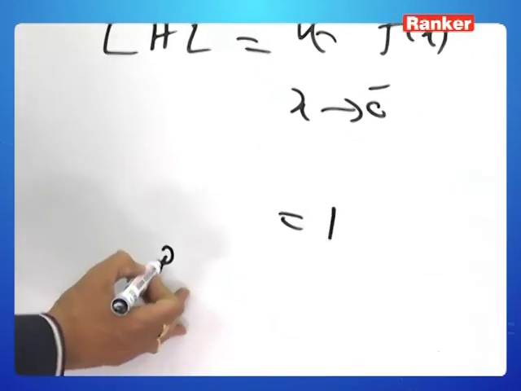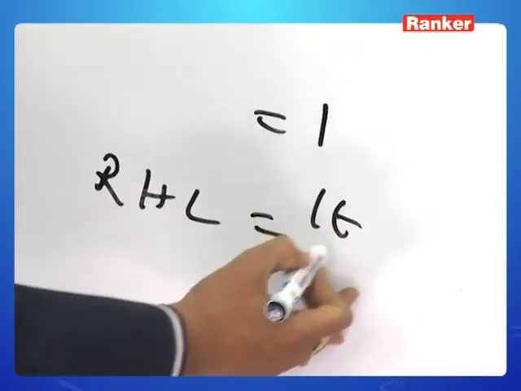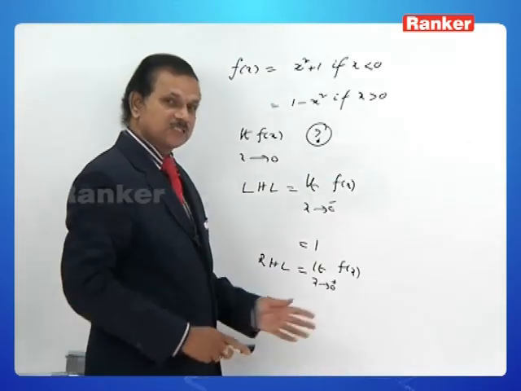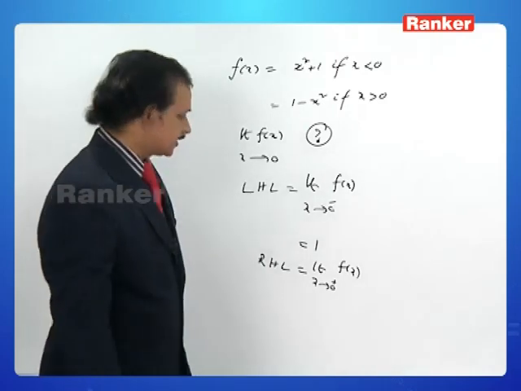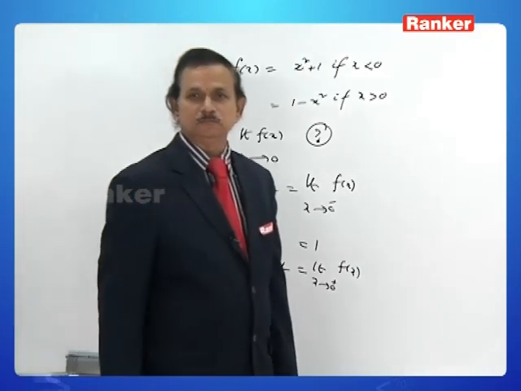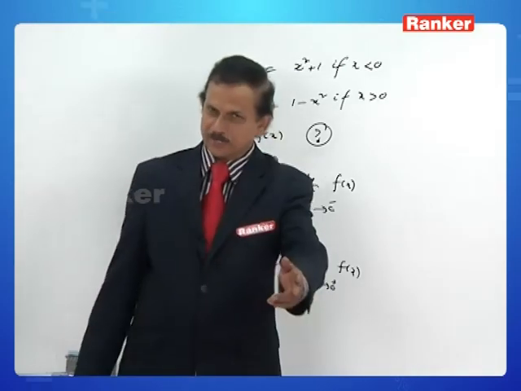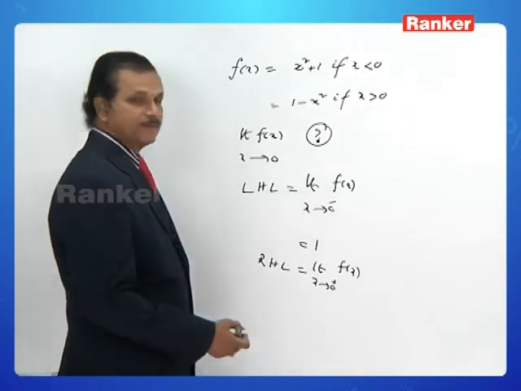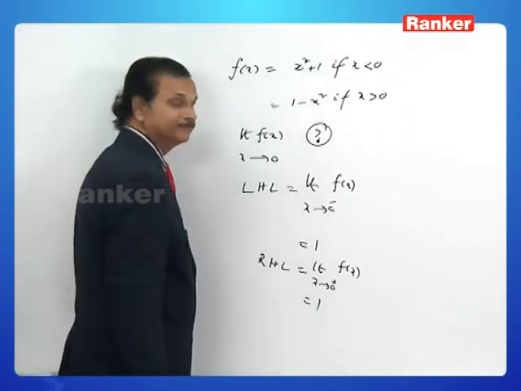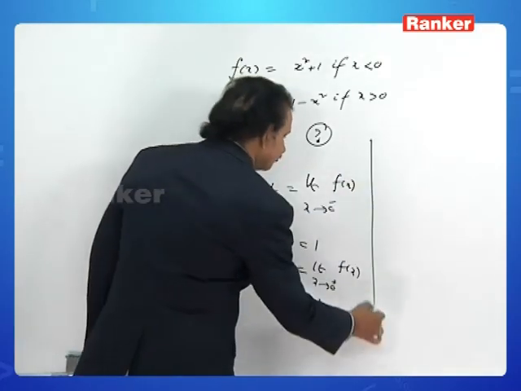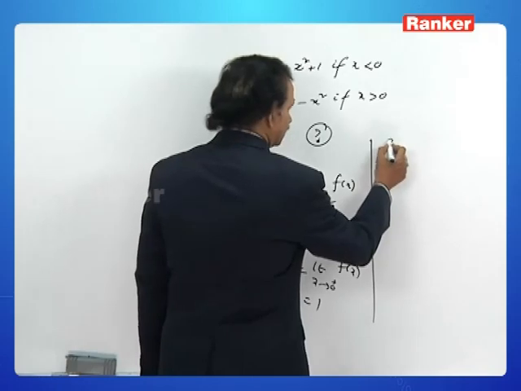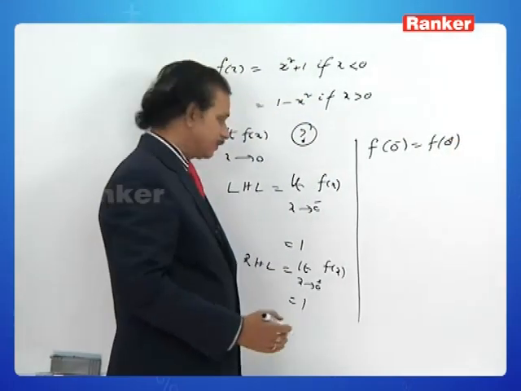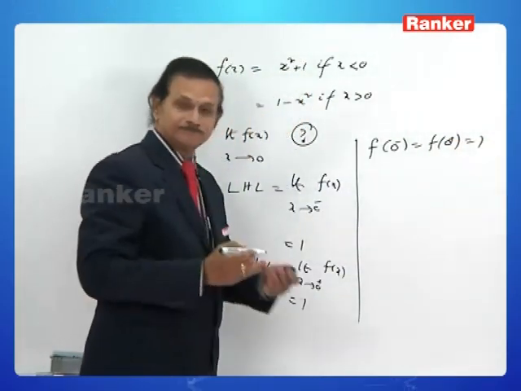Again, right hand limit. What do you say about the right hand limit? Limit as x tends to 0 from right of f of x. In this situation, where does x lie? To the right of 0. That is more than 0 or less than 0? Surely more than 0. X greater than 0. In this situation, the definition is 1 minus x square. Hence the limit becomes 1 minus 0 square, that is 1. Here, both f of 0 from left and f of 0 from right are equal. Both are equal to 1. Isn't it?